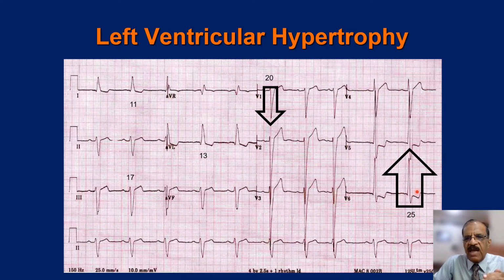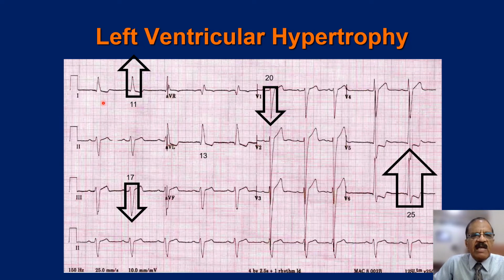If it is more than that, it is left ventricular hypertrophy. I'm going to show you that figure very soon. Then we see R wave in limb lead 1 and S wave in limb lead 3, and we again sum them up. R wave in limb lead 1 and S wave in limb lead 3 both represent left ventricular forces, and we are looking for left ventricular hypertrophy.